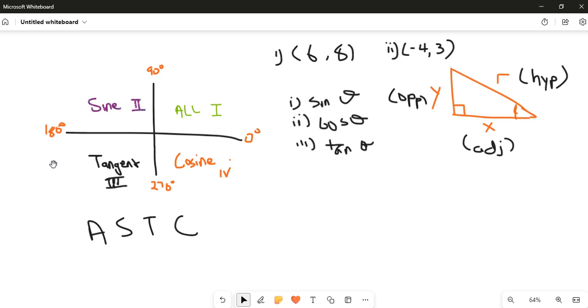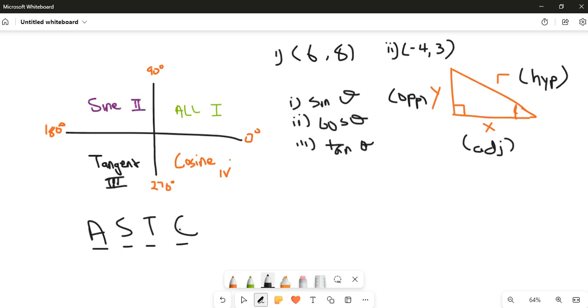In our third quadrant, which is between 180 degrees and 270 degrees, only tangent is positive. In our fourth quadrant, between 270 degrees and 360 degrees, since we have now made a full revolution, only cosine is positive. So remember this acronym, ASTC. First quadrant, all trig ratios are positive. Second quadrant, sine is positive. Third quadrant, tangent is positive. And fourth quadrant, cosine is positive.